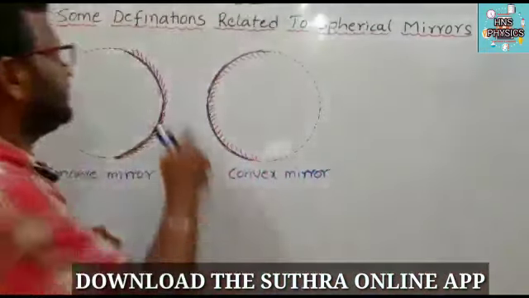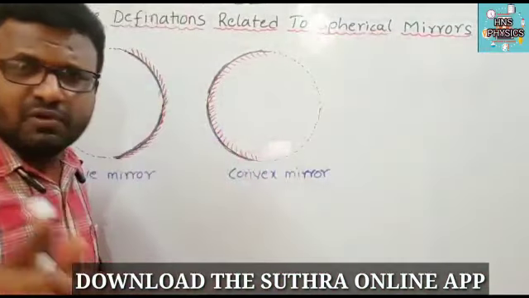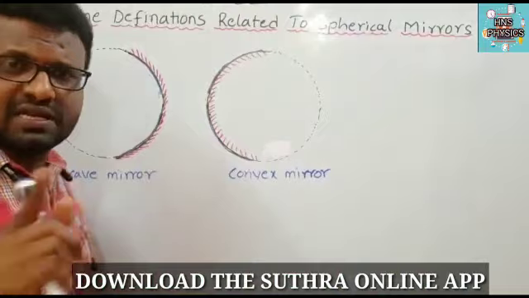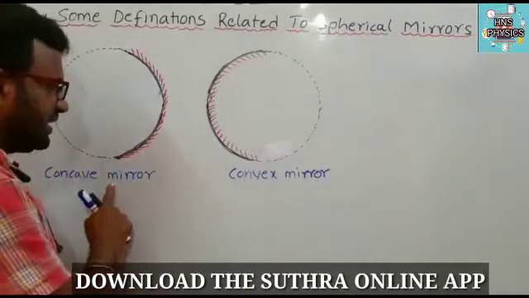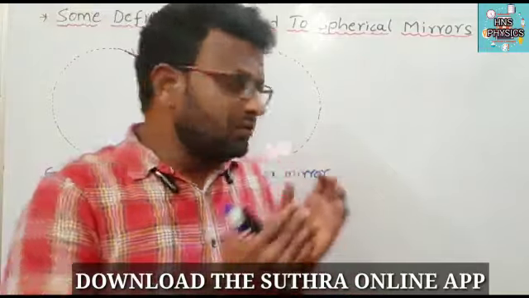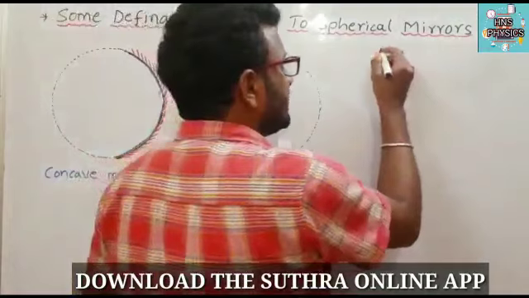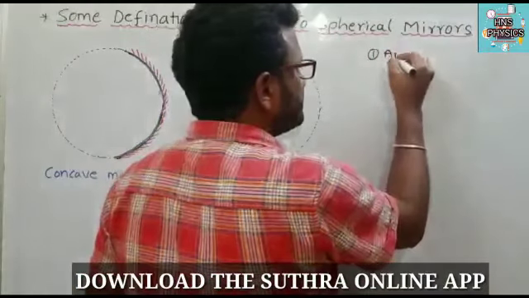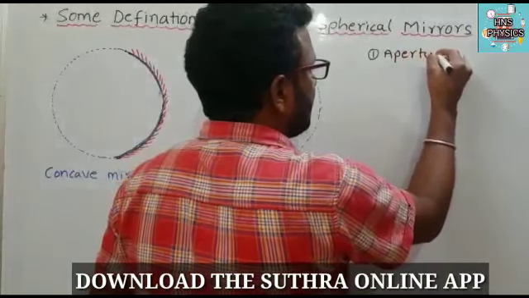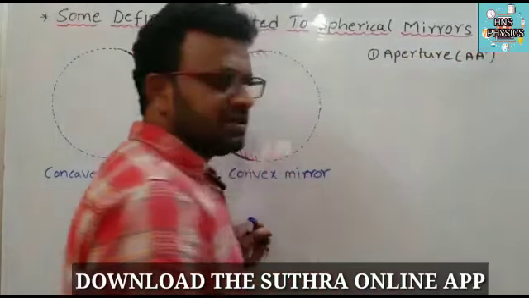So these are some definitions related to spherical mirrors. We already discussed spherical mirrors in the last session. One is the concave mirror and the other one is the convex mirror. These are the terms related to these two mirrors. What are they? We will discuss one by one. First one is aperture, denoted by A dash.